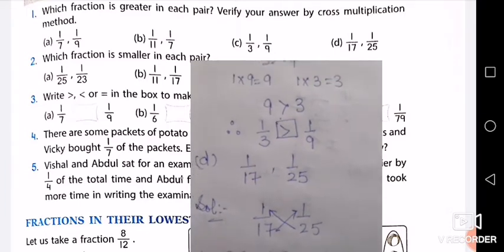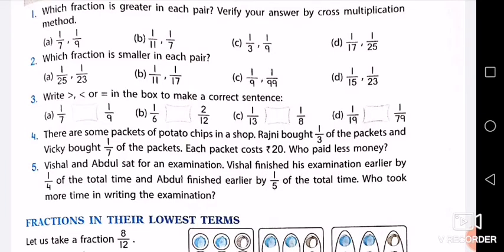Now in question number 2 you have to tell which fraction is smaller in each pair. Again we are going to opt for the cross multiplication method only, because the cross multiplication method is quite easy for you all. You can easily do that. And then we'll come to question number 3. Fine. Now question number 2, which fraction is smaller in each pair?